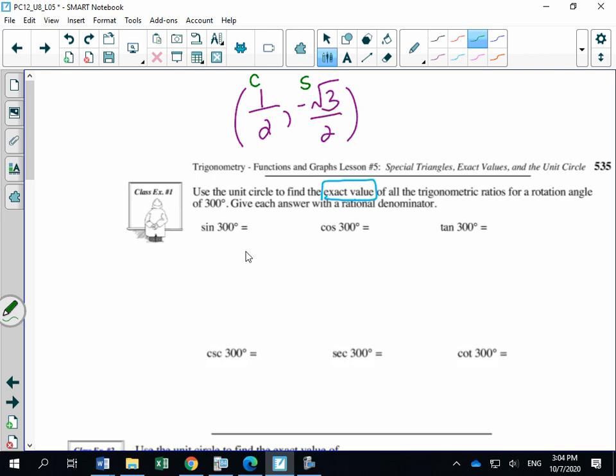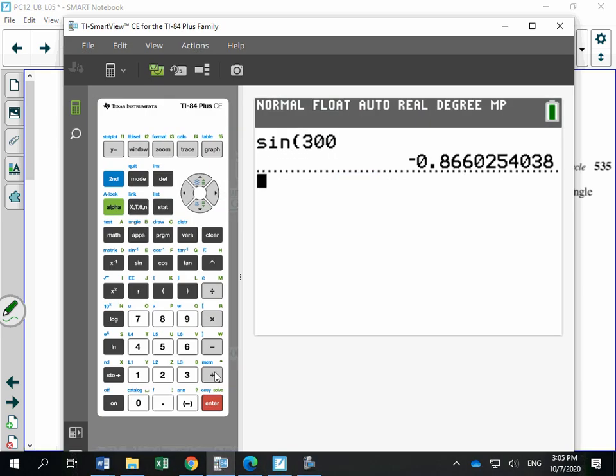So sine of 300 degrees, I just look and I say, what's my y coordinate? My y coordinate is negative root 3 over 2. And that is the exact answer. We typed in our calculator the sine of 300 degrees and we got this. Now let's type in that negative root 3 over 2 and see if we get the exact same answer. So negative root 3 divided by 2, and we get that exact same answer.